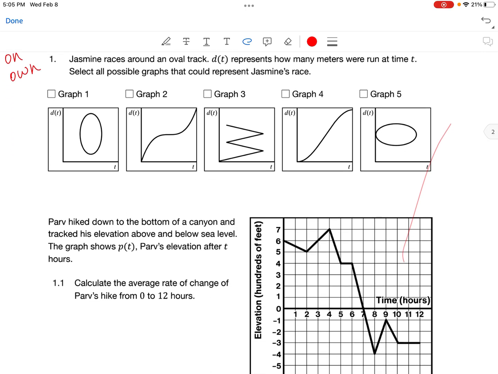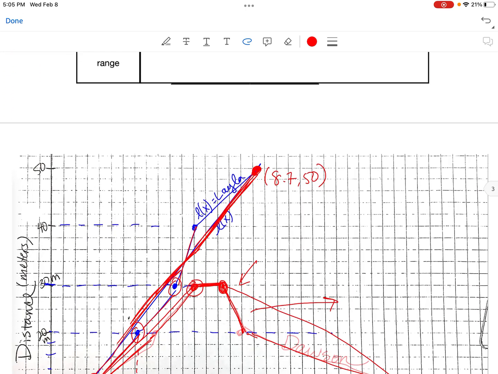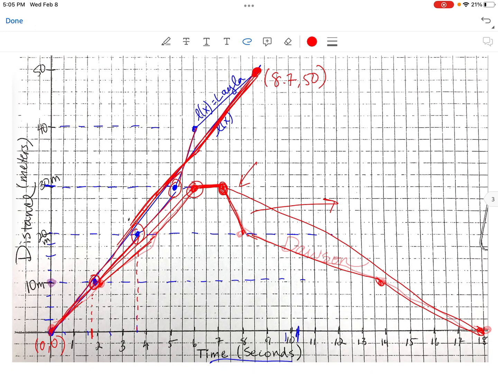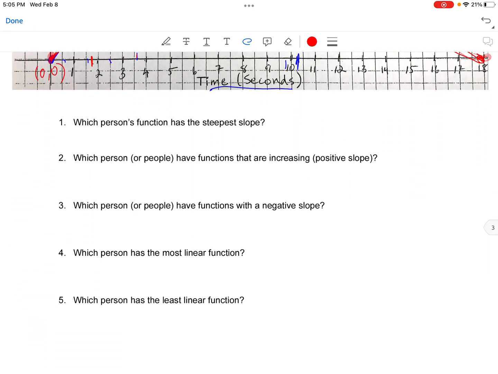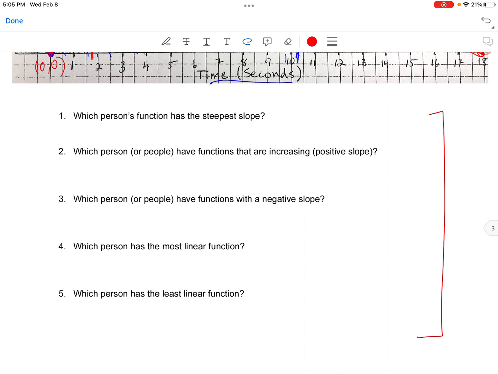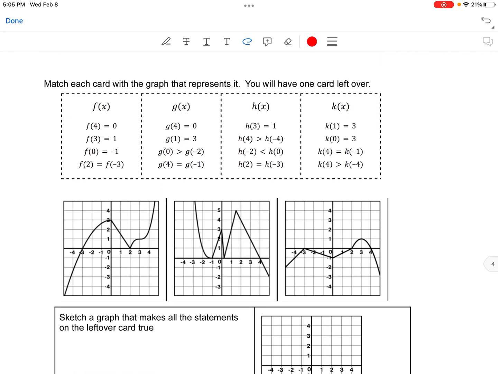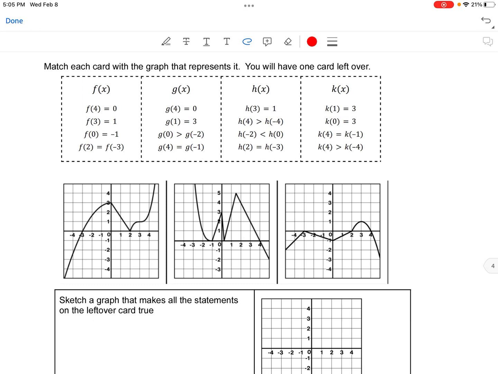So you'll do that. You'll do this page, page 2, and then you'll do the graph and answer these questions. In the school year 22-23, we ran out of time, and we'll do this together in class, the next class.